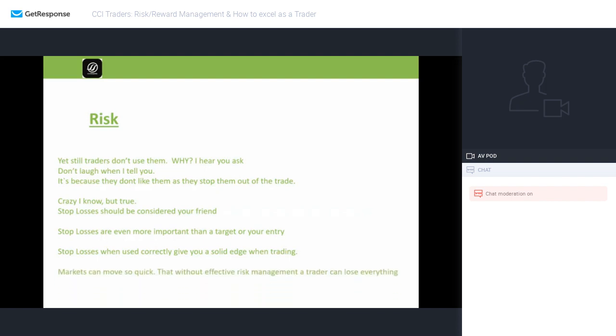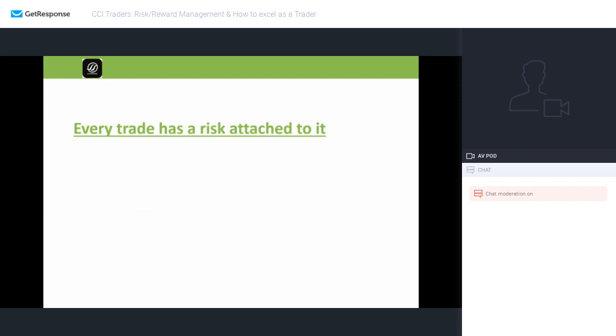Markets can move so quick that without effective risk management, a single trader can lose everything in their trading account, whatever size that is, on one trade. Yes, I repeat that. One trader can lose absolutely everything on one trade. Because every trade has a risk attached to it. You have to manage that risk. The biggest mistake beginners make when trading is not accepting this.